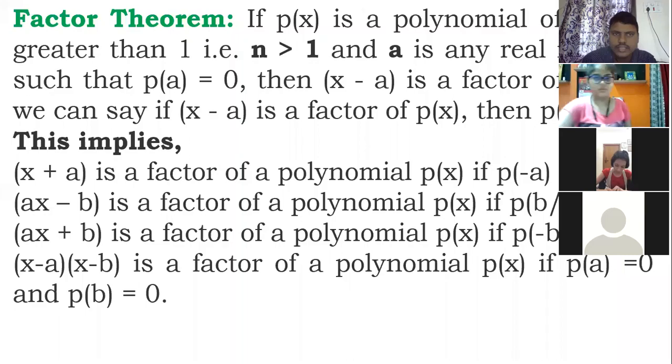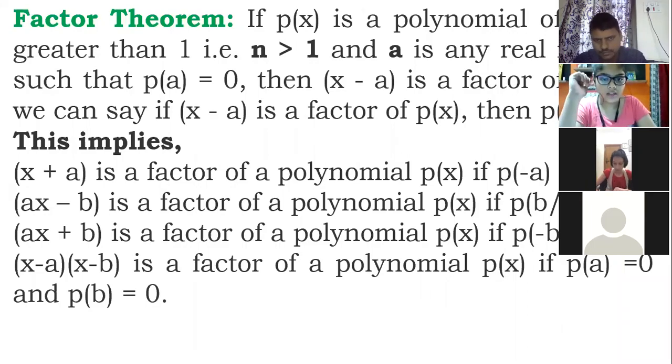Okay. Somebody read. Anyone? Yes, please. If P of X is a polynomial of degree n greater than 1 and A is a real number such that P of A is equal to 0, then x minus A is a factor of P of X. Or we can say if x minus A is a factor of P of X, then P of A is equal to 0. This is the same definition I explained previously.